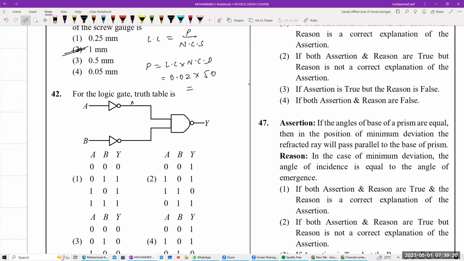This is A, यानी ये हो गया A bar. This is B, यानी ये हो गया B bar. Isn't it? So what type of gate it is? It is a NOT gate and it is also a NOT gate and this will be equal to your NAND gate. So truth table लिख लीजिए.